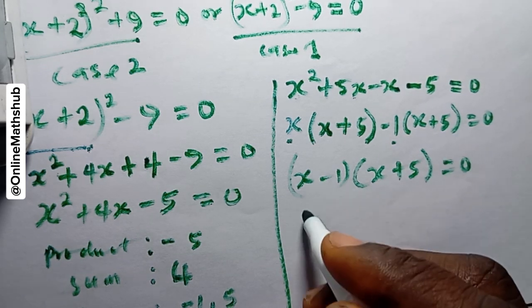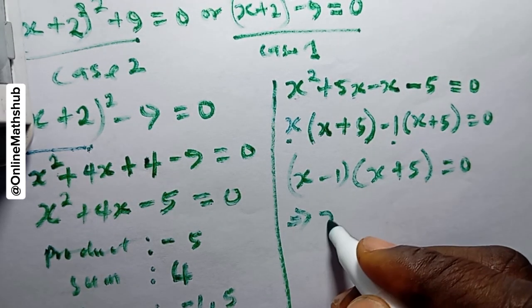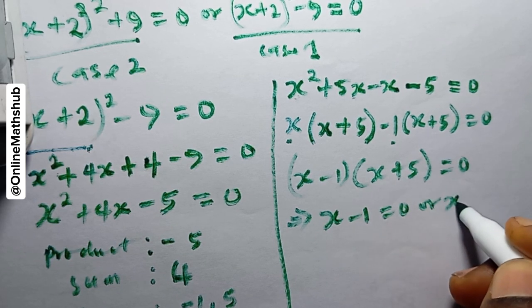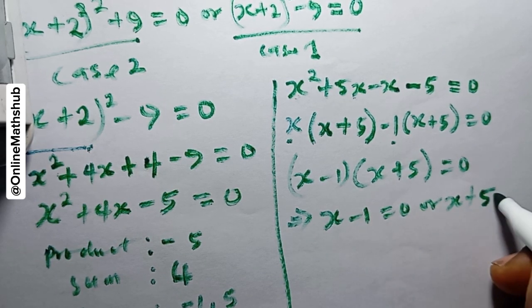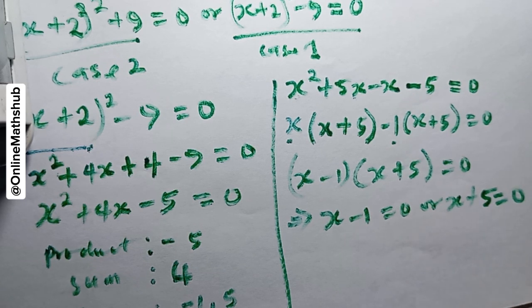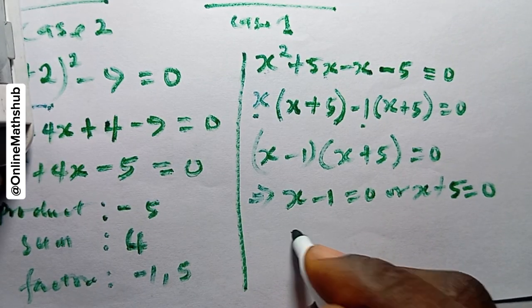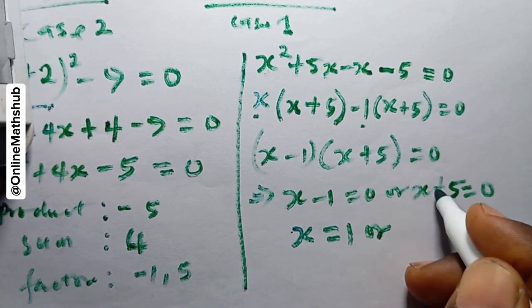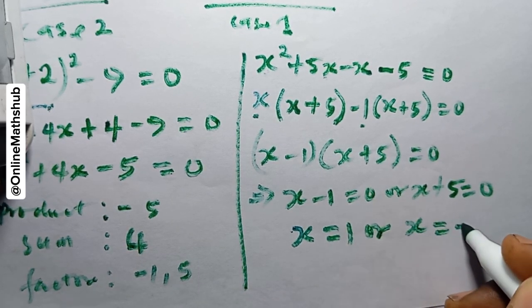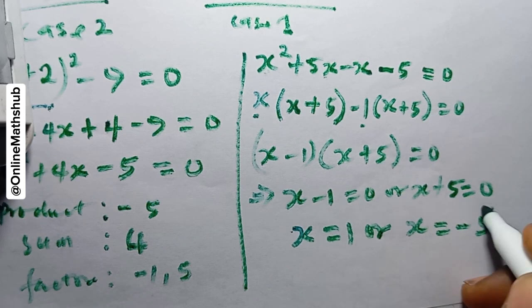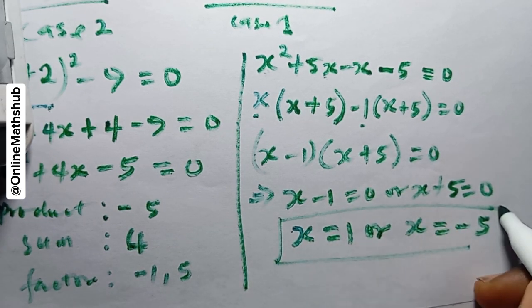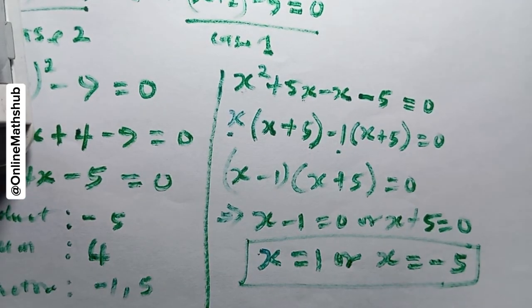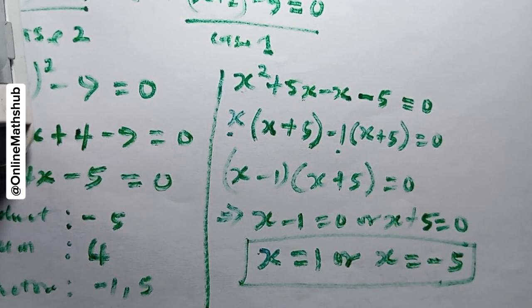0, which of course implies, using the zero product rule, that x minus 1 is equal to 0, or x plus 5 is equal to 0. In either case, x is equal to 1, or x is equal to minus 5. So these are the first two roots of this equation. These are the first two values that will satisfy the problem we are solving.